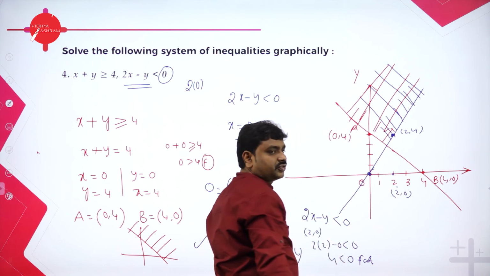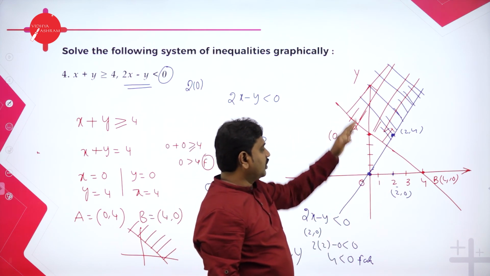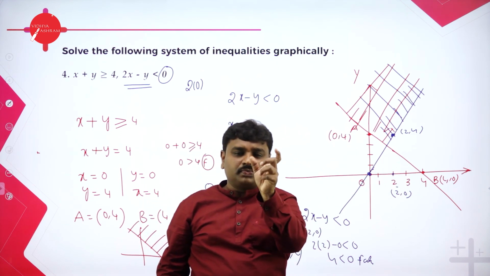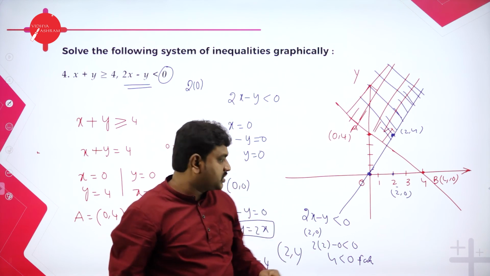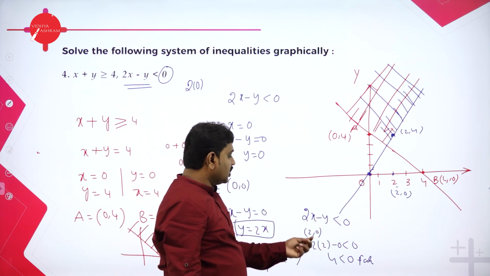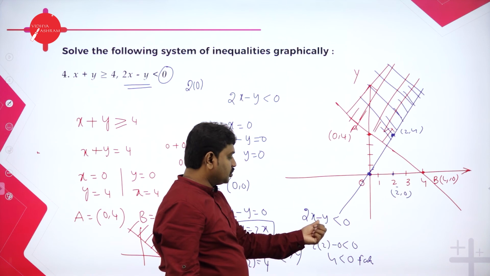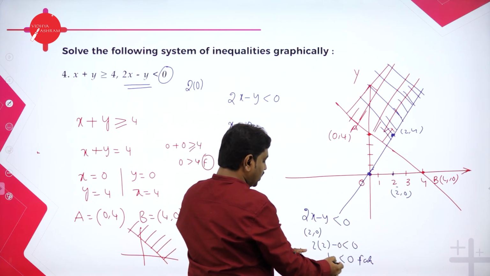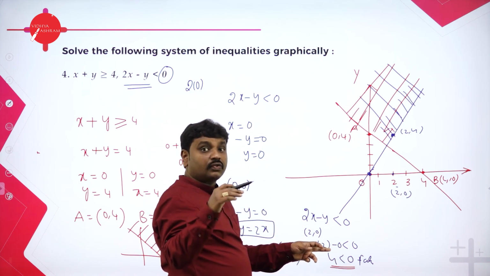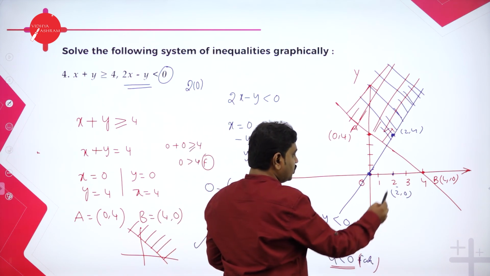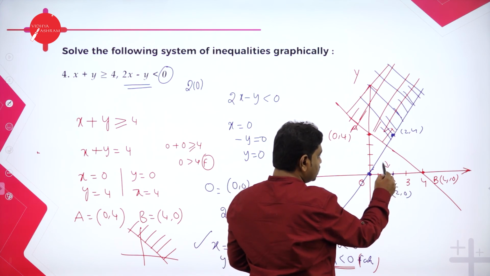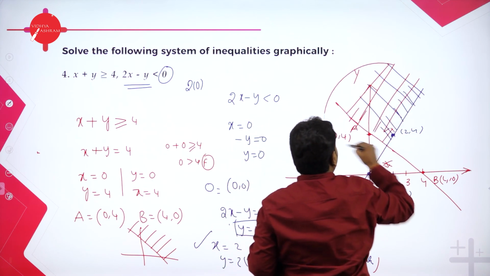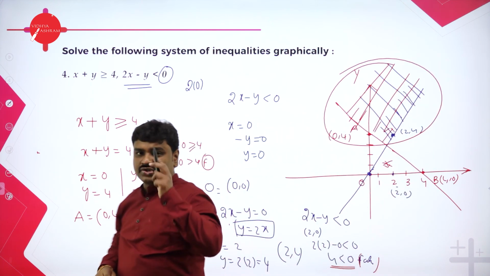Hope all of you understood this. So for this, the shading goes away from the origin, away from this point. If the line is passing through the origin, take one point on the x-axis and put it. This 2x minus y is passing through the origin. I took 2 comma 0, a point on the x-axis. In the place of x, I put 2 and 0, and I am getting 4 less than 0. You know 4 is not less than 0, 4 is greater than 0. I got false, so I should not go towards this side. I should go above. That is how we have drawn. So the common region is the solution region. I hope all of you understood this.